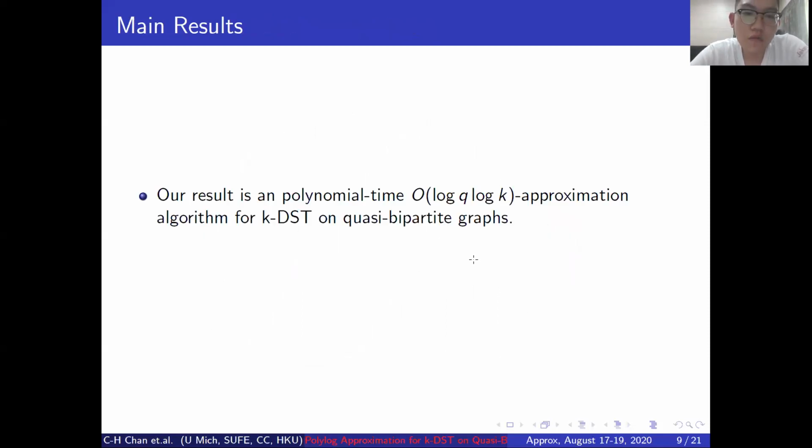Now, our main result is that we propose a polynomial time O(log Q log K) approximation ratio algorithm for K-DST on Quasi-Bipartite graphs. And our result also generalizes the previous result for K equal to 1 on Quasi-Bipartite graphs.